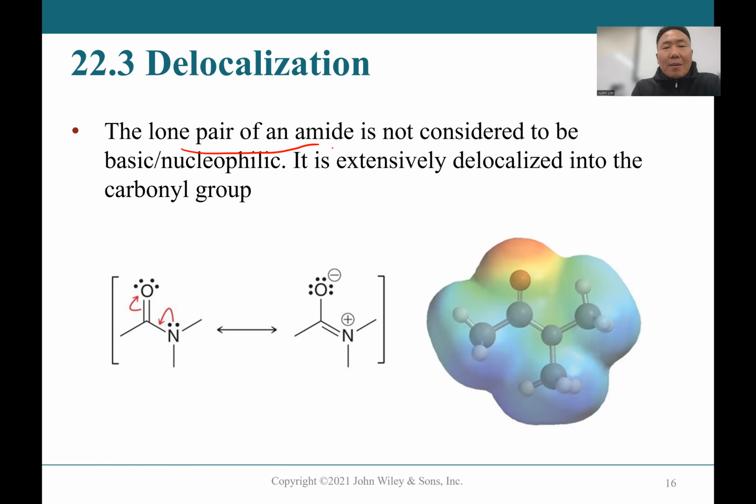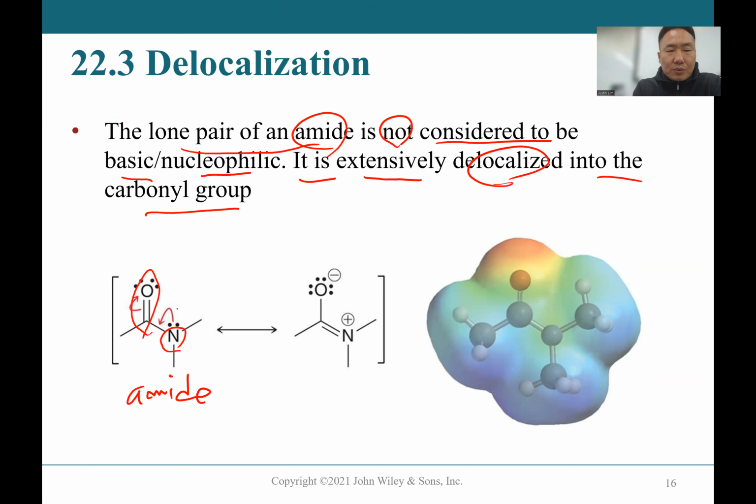The lone pair of an amide, the CO and R2, that's an amide, is not considered to be basic or nucleophilic. It's extensively delocalized into the carbonyl group. So rearrangement generates a cation on oxygen.